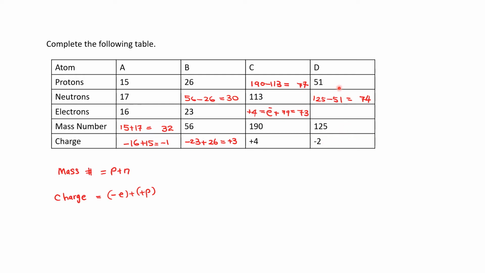In atom D, you are given the number of protons, mass number and the charge. Now you have to find the number of neutrons. So you are going to subtract your number of protons from your mass number. That means 74 is equal to number of neutrons. To find the number of electrons, you are going to use the same equation. Your charge equals number of protons minus number of electrons. So you will see your number of electrons equals 53.